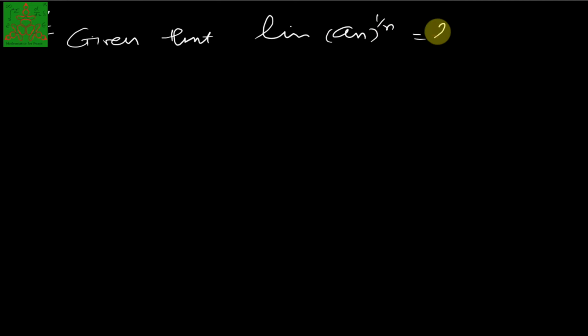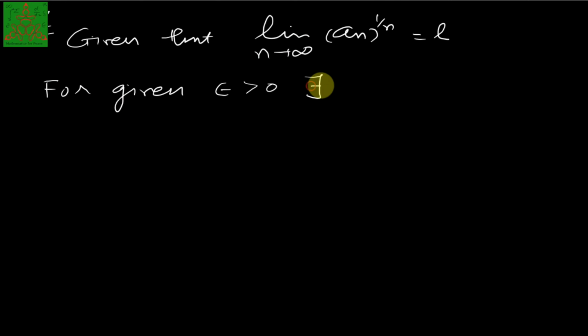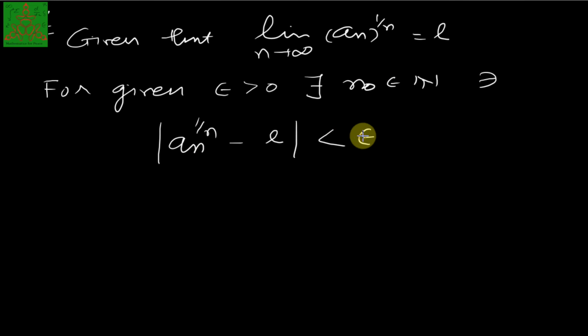To discuss the proof, we will use the definition of limit. We are given that the limit of an power 1 upon n, that is the nth root of an, is L as n tends to infinity. Using the definition of limit, for every given epsilon greater than 0, there exists n0 belonging to N such that mod of an power 1 upon n minus L is less than epsilon for every n greater than or equal to n0.